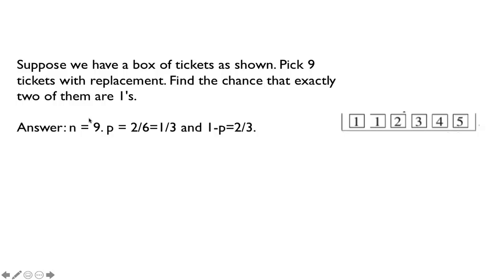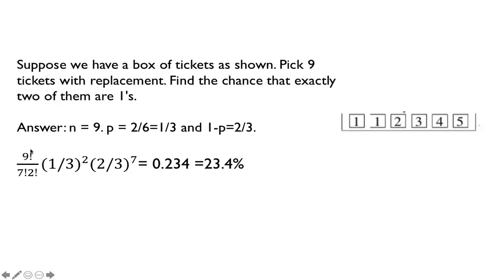N is 9 because we're picking 9 tickets. The probability of getting a 1, notice, is 2 out of 6. So that means my p is 2 out of 6, which is 1 out of 3, 1/3. And 1 minus p is 2/3. So applying the formula, 9 factorial divided by 7 factorial and 2 factorial. The 2 is getting the 2 ones. The 7 is getting 7 that are not ones.